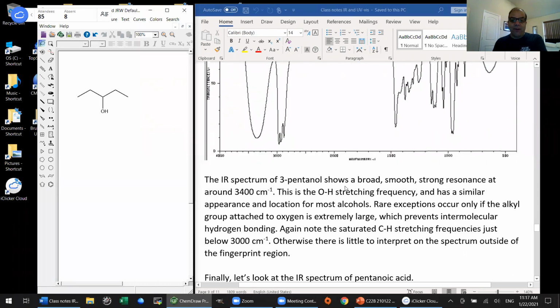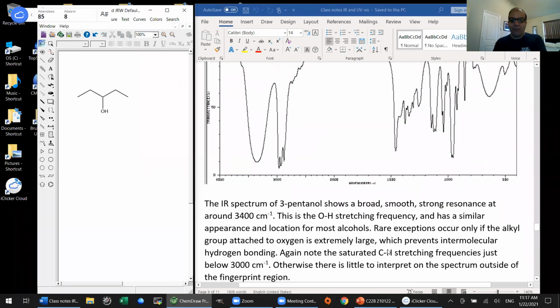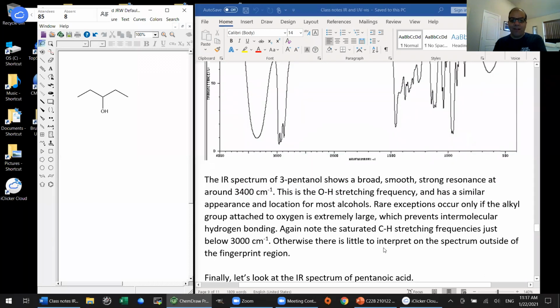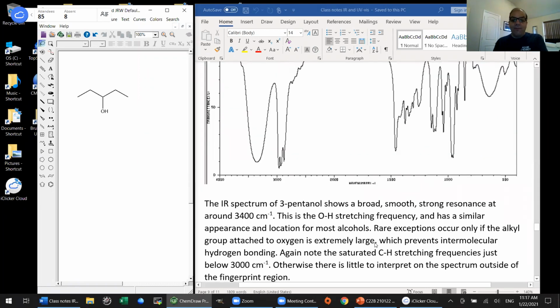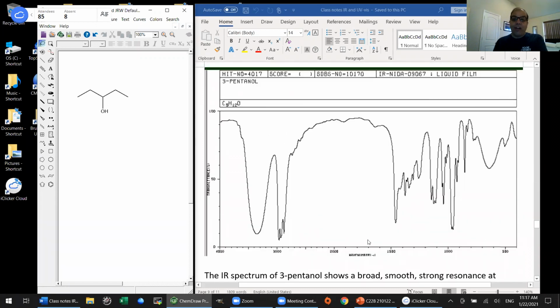Oh, and here you go. The IR spectrum of 3-pentanol shows a broad, smooth, strong resonance at around blah. This is the OH stretching frequency, blah, blah, blah. Again, note the saturated, otherwise there's little to interpret. Good. So look up other spectra of alcohols, and I think you'll be able to convince yourself that they will all have this in common, at least if they're small or medium-sized alcohols. Can't think of anything else. Make sense?